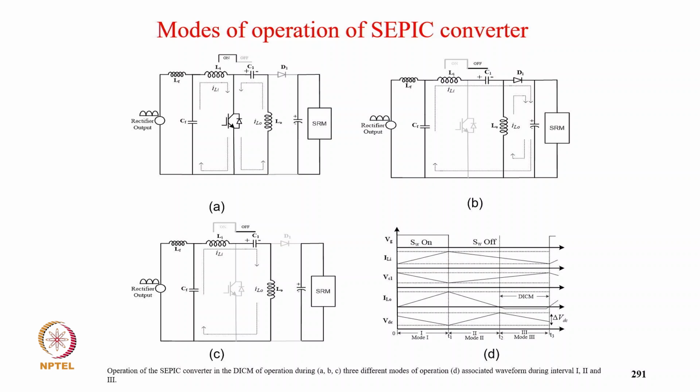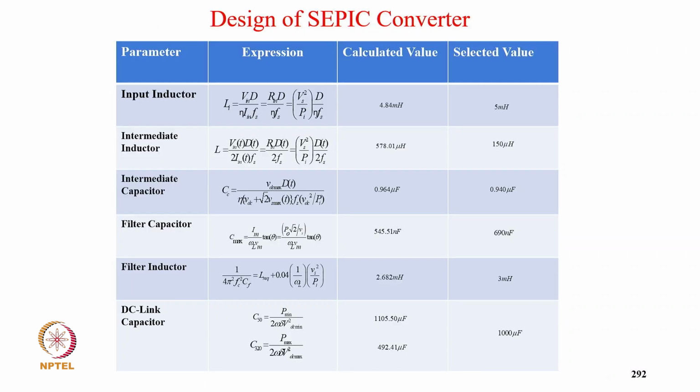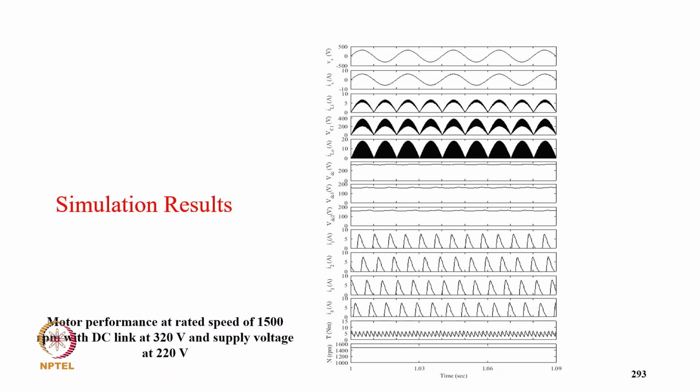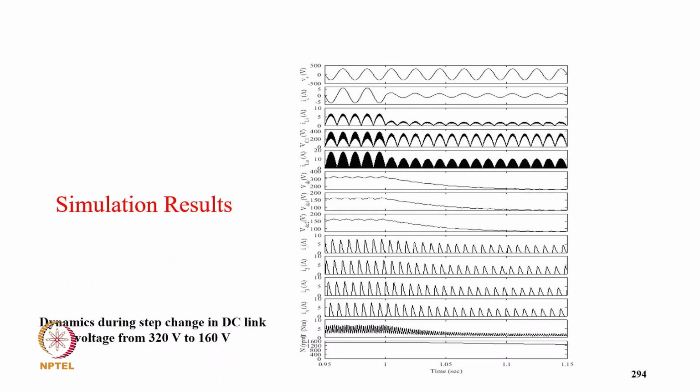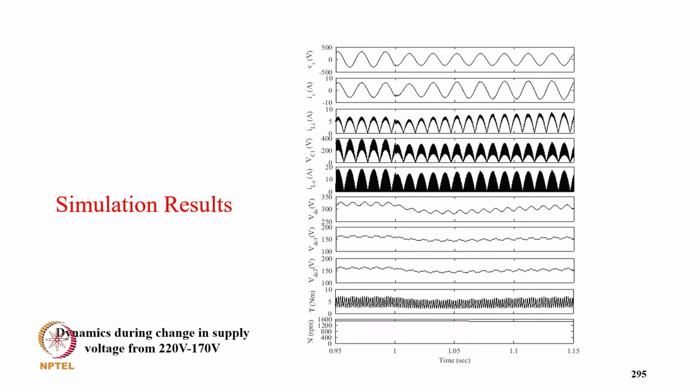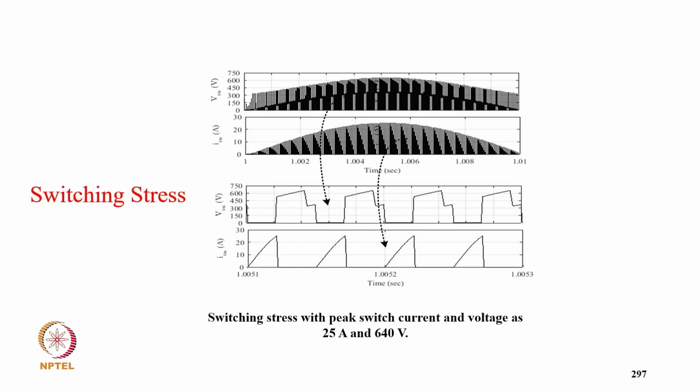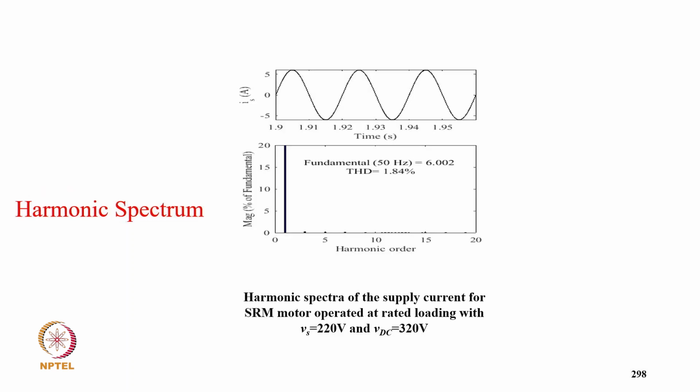And this is another SEPIC converter for SRM drive. So different modes: device conducting, switch conducting, and none of the two conducting. These are the design values and the waveforms for steady state at full load. So you see supply voltage, supply current in phase with the supply voltage, then the inductor current continuous, and the output inductor is designed in DCM, and your DC-link voltage and both capacitor voltages and four winding currents and torque and speed. This is for the case when you change the speed from 320 volt DC link to 120 volt DC, and supply voltage variation about 220, but supply current remains sinusoidal in phase with the voltage. Then this is starting performance. Then the stresses and THD 1.84% at rated condition.